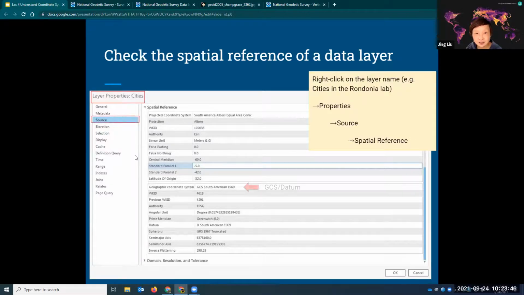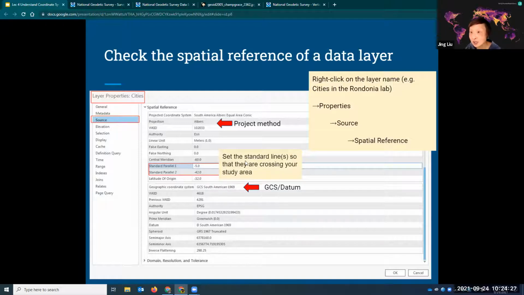and you can see here this is your GCS, in this case I have this one, and you have the map projection. And then you can see this projected coordinate system is South America Albers equal area conic. So you can see I use the conic map projection. I preserve the size, not shape. And those two are my standard lines. Here you can actually change those standard lines to let them pass through your study area. In that case, you can minimize the distortion in your area.